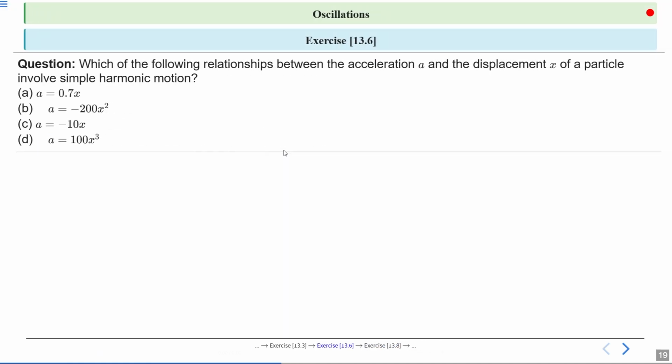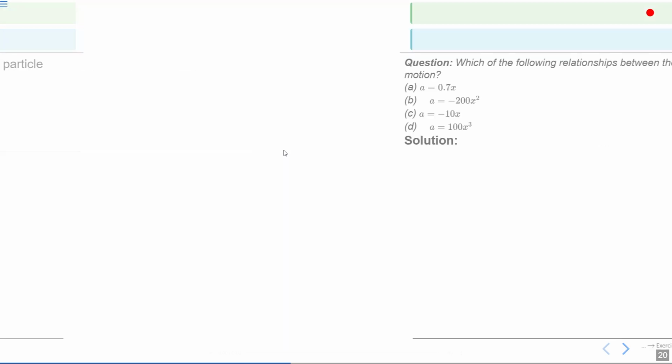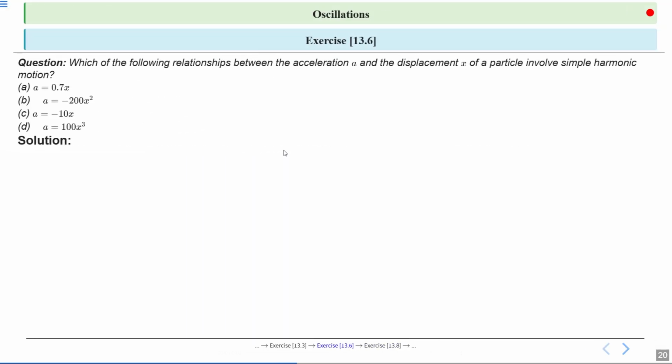Which of the following relationships between the acceleration a and the displacement x of a particle involve simple harmonic motion? So the relationships are: a, a equal to 0.7x; b, a equal to minus 200x squared; c, a equal to minus 10x; d, a equal to 100x cubed. Alright. Let's see the solution.